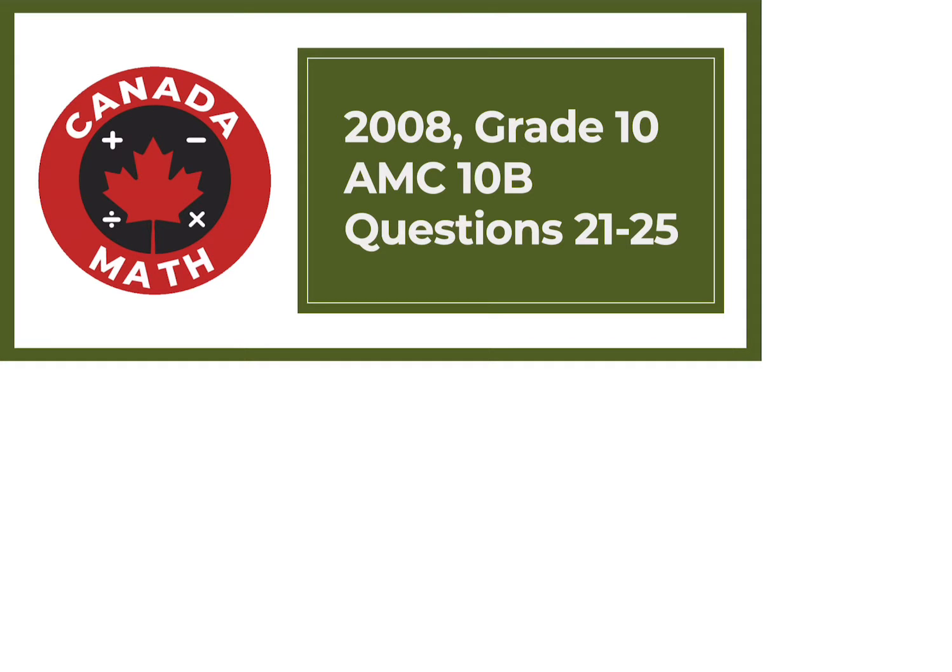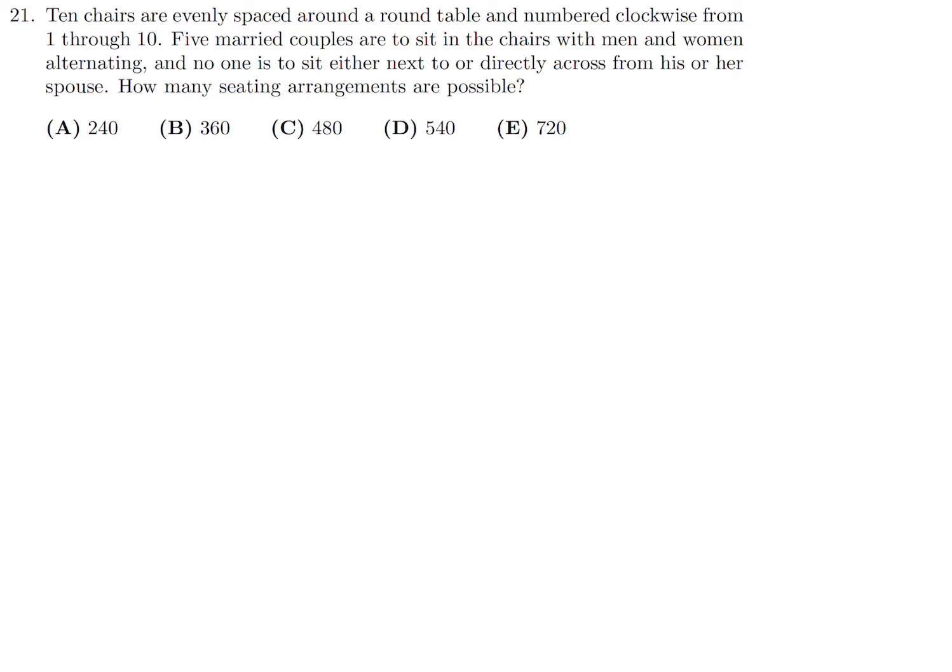Questions 21 through 25 on the 2008 Grade 10 AMC 10B. 10 chairs are evenly spaced around a round table and numbered clockwise from 1 through 10. 5 married couples are to sit in the chairs with men and women alternating, and no one is to sit either next to or directly across from his or her spouse. How many seating arrangements are possible?